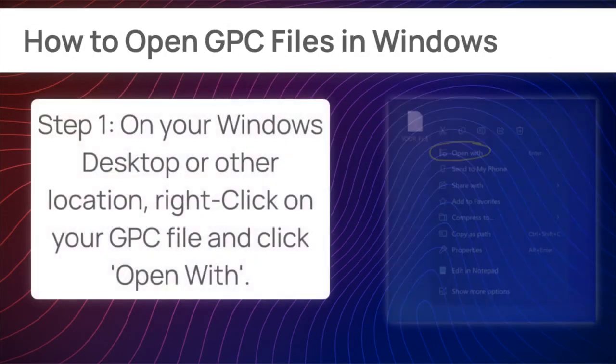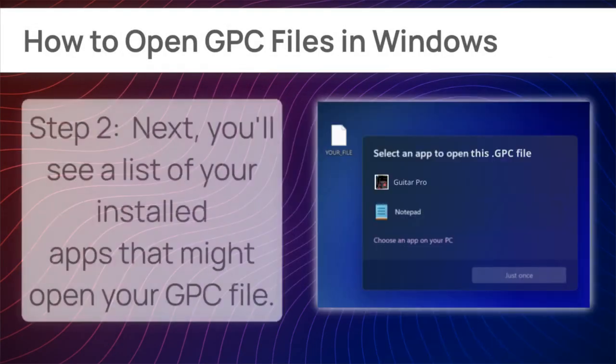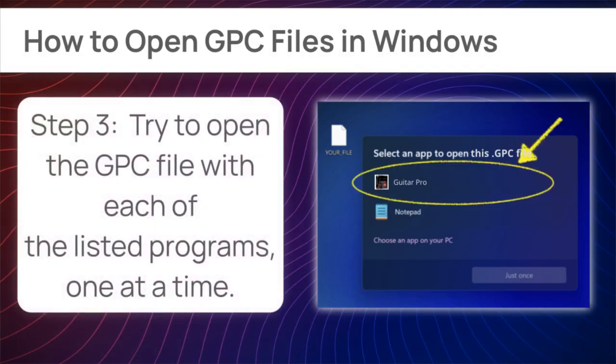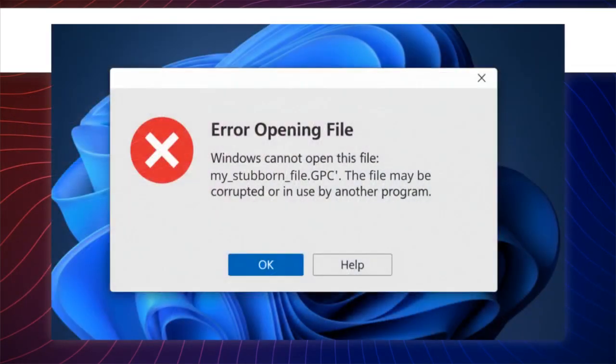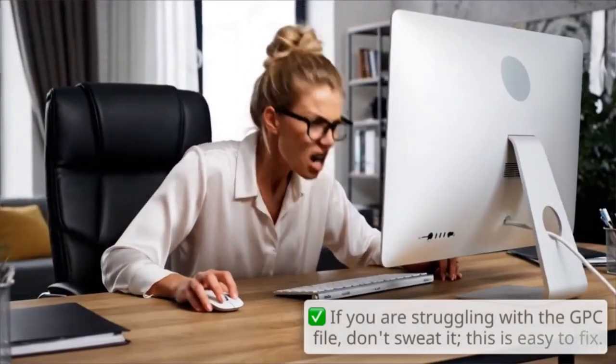Open the context menu on the GPC file and choose Open With. Your priority is testing Guitar Pro. If it fails or is absent, select another program and test until you get access. If your GPC file still refuses to open, stay calm. Since the standard approach didn't work, it's time to get surgical.